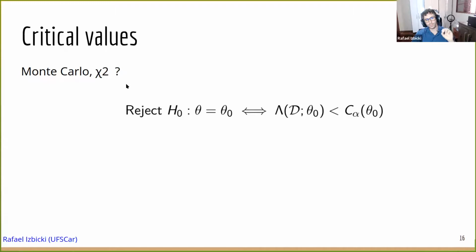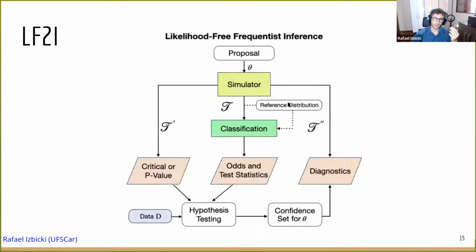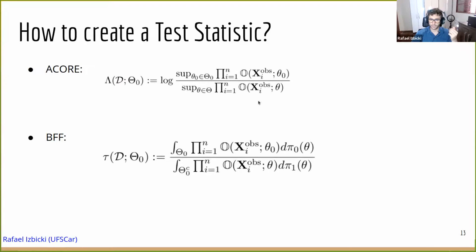The second approach is to use some kind of approximation to the distribution of the test statistic under the null. So for instance, if we are using ACOR, which is basically the likelihood ratio test, we know that if the sample size is large and you have regularity conditions, then this is going to be approximately chi-squared. -2 log is going to be chi-squared.